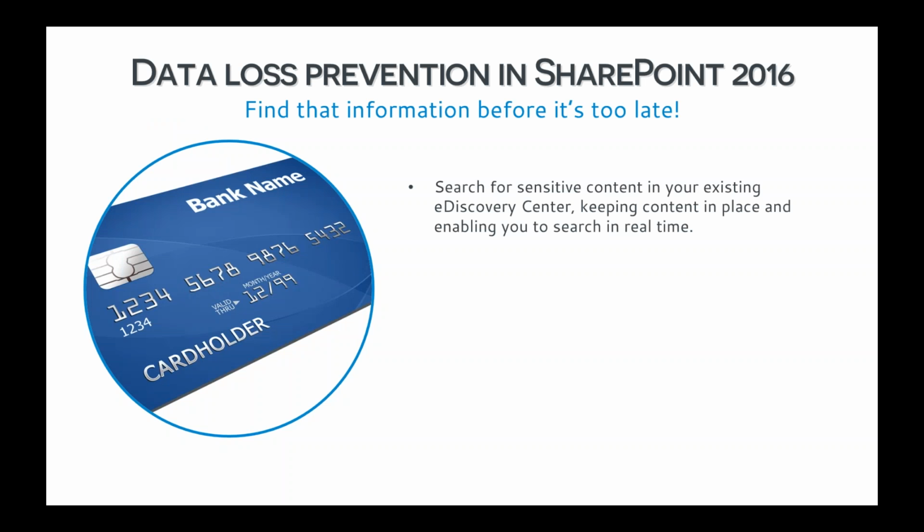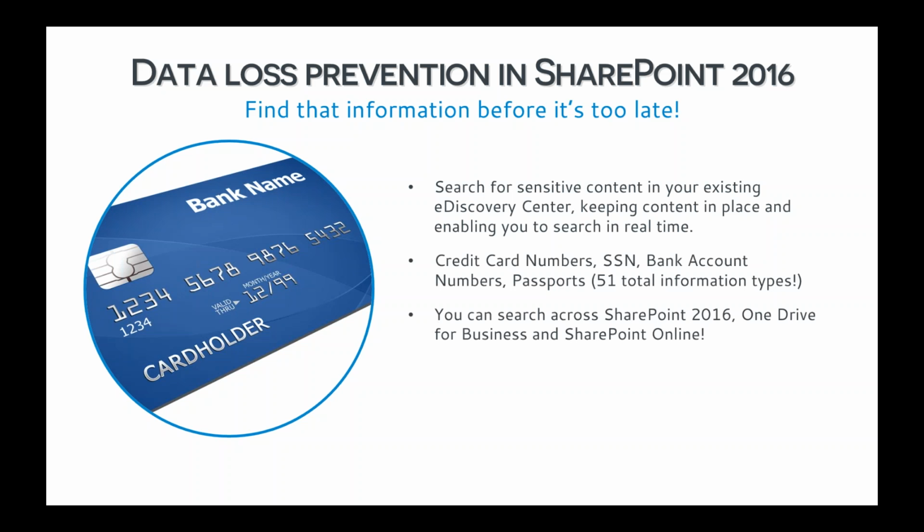A lot of people seem to confuse DLP with DPM. DPM is another Microsoft product, which is Data Protection Manager, that is used for backups. DLP is really used to find credit cards, to find passport numbers, bank accounts, and a total of 51 information types that you can find in SharePoint. And if you have a hybrid setup, you can search across SharePoint 2016, OneDrive for Business, SharePoint Online, so from one place, you can find all of them.